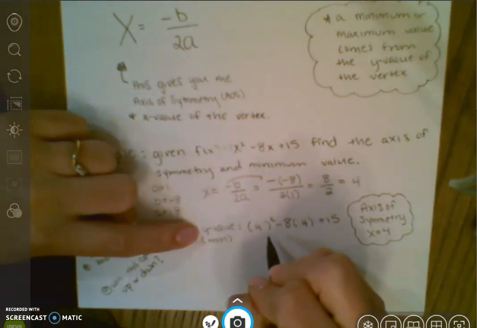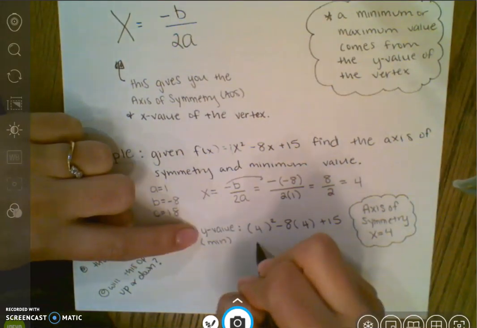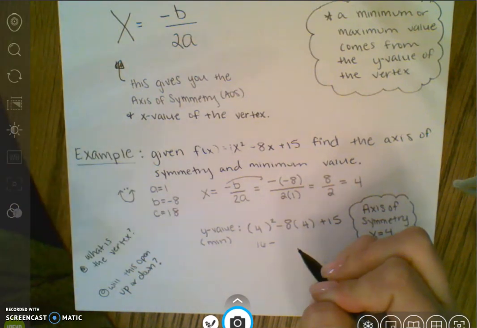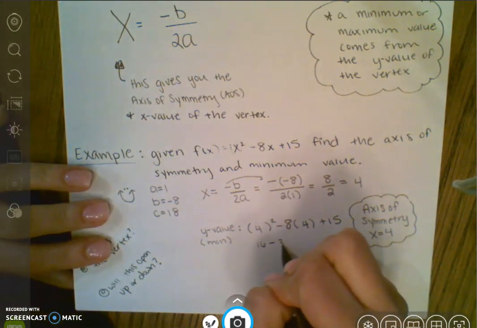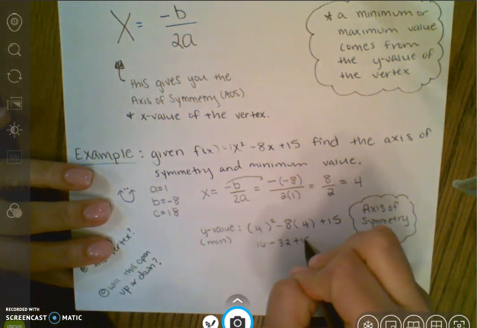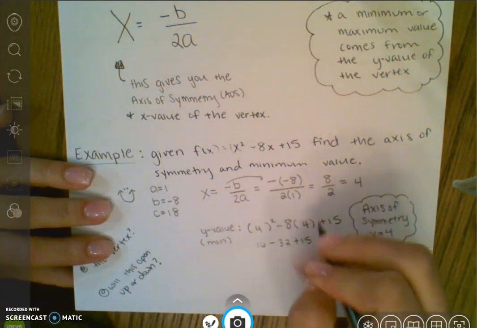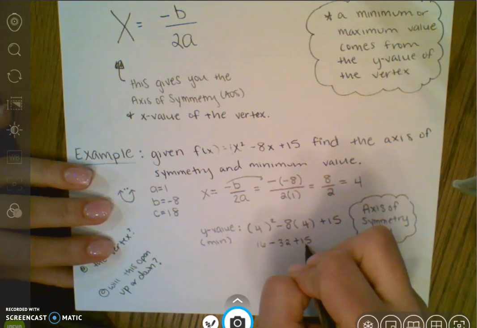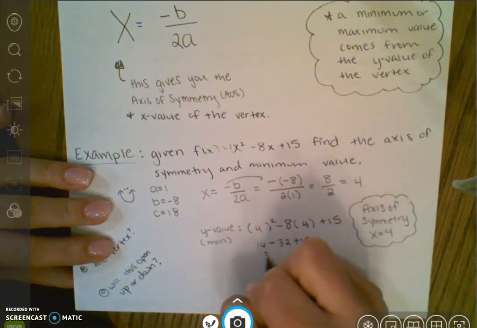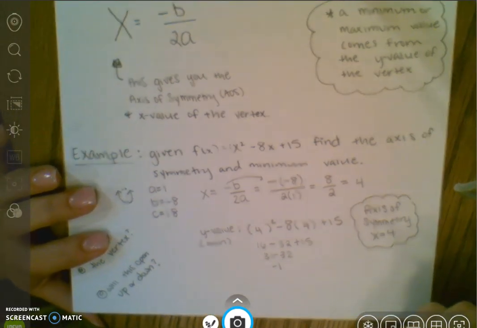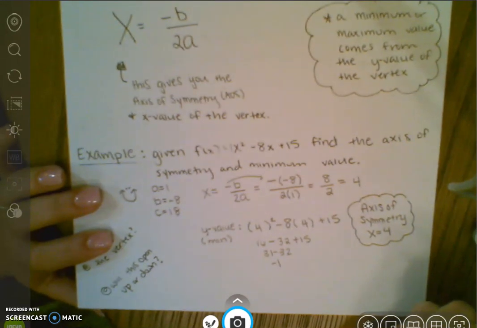So plug in the 4. So 4 squared is 16, minus 8 times 4 is 24, 32. Plus 15. Let's see, 16 and 15 gives me a 31. So 31 minus 32 is a negative 1. Now, if you did not want to do all that in your head, that's fine. You don't have to. You have a calculator.